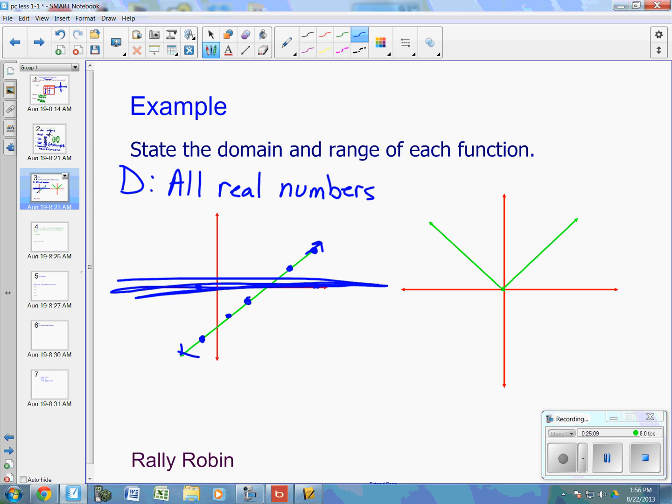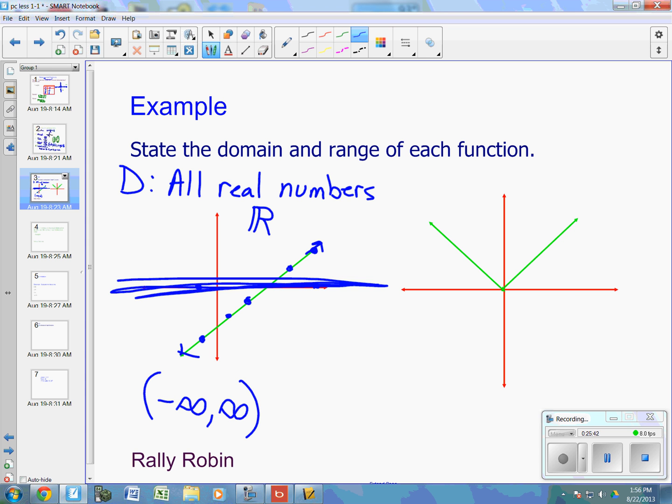Another way some of your books write it is they have this R like this. Have you guys ever seen that in books, textbooks? That R, that means all real numbers. Another way sometimes books write it is like this: negative infinity to infinity. That means it goes on forever in both directions, right? Okay? So that is the domain, because this thing goes left and right forever.